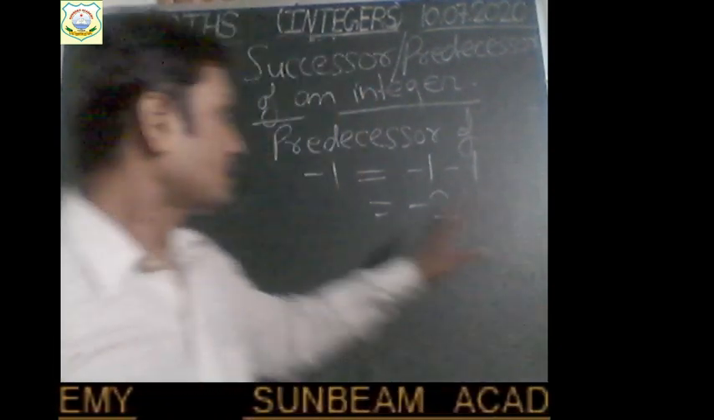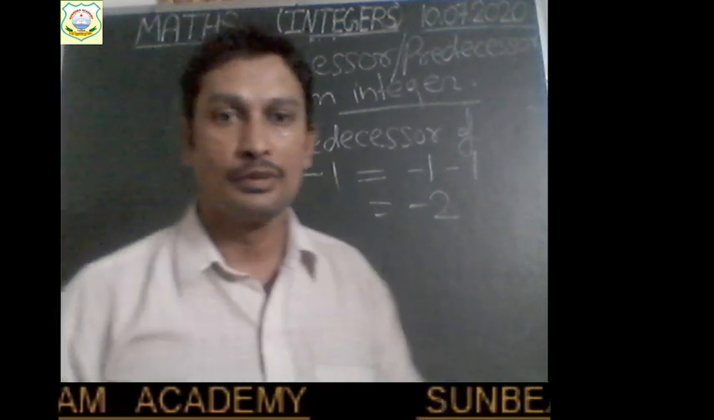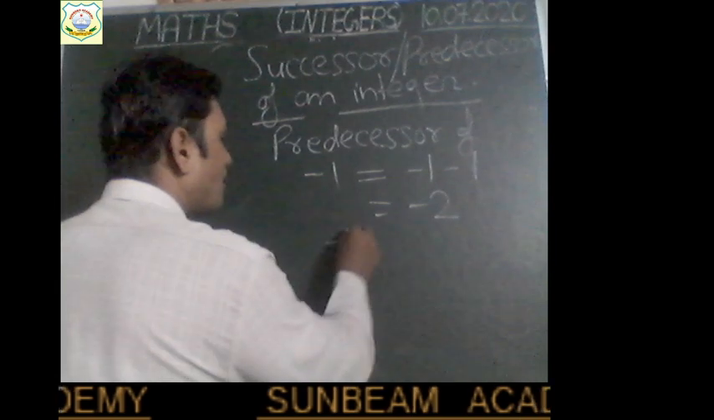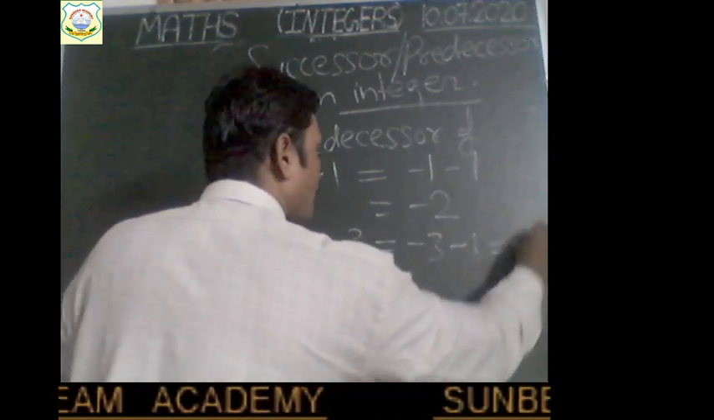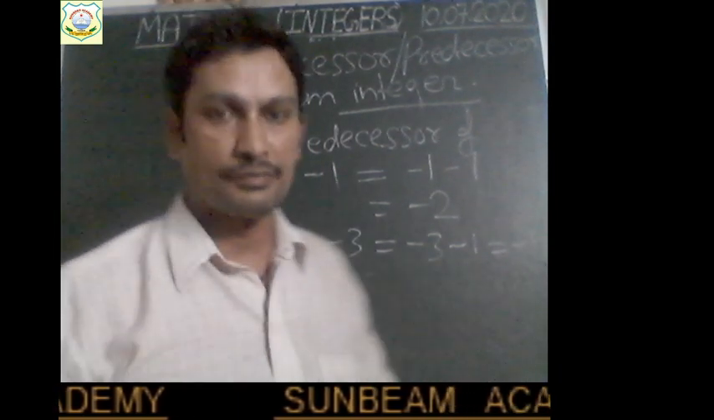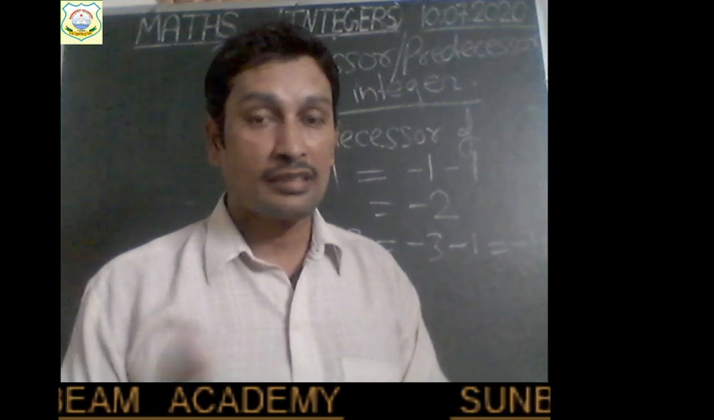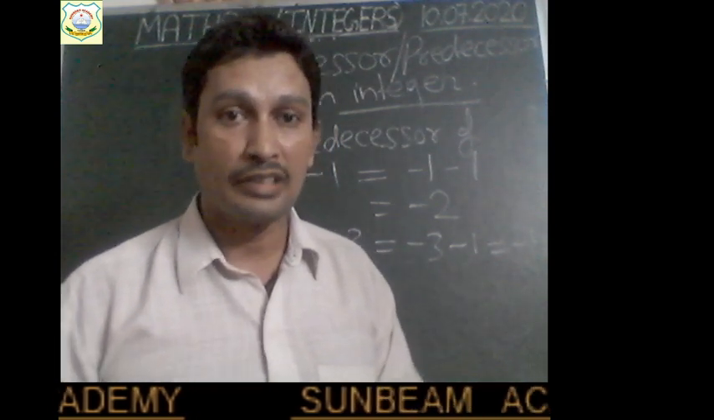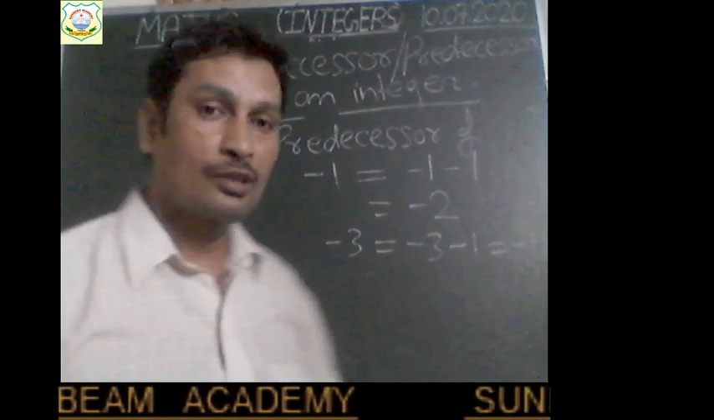Right? So the predecessor of minus 1 will be minus 2. The predecessor of minus 3 will be minus 3 minus 1, that is minus 4, not minus 2, children. Minus 2 is 1 greater than minus 3, so it is the successor. Minus 2 is the successor of minus 3, not the predecessor. Right, children? So I think this is clear to you all.